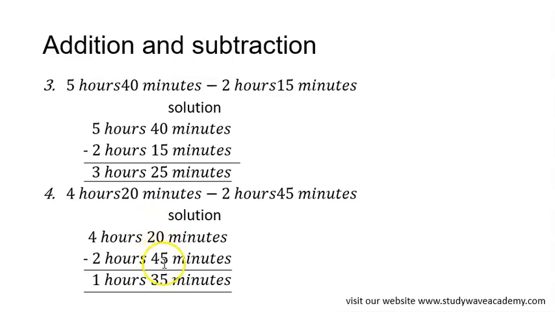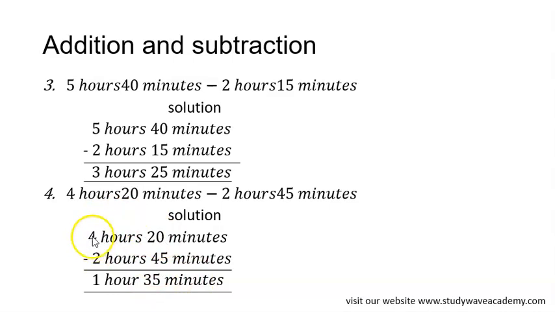So 80 minus 45 can go. Okay, 0 minus 5 won't go, so we borrow from 8. Remember, here now it's 8, so we borrow from 8. We have 10 here. 10 minus 5 is 5. Here we are left with 7. 7 minus 4 is going to give us 3. So you write 3. So we are done with minutes. Minutes is 35 minutes.